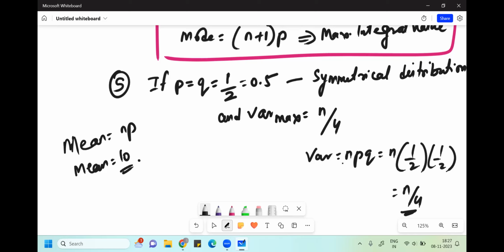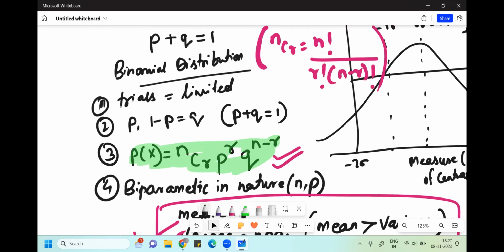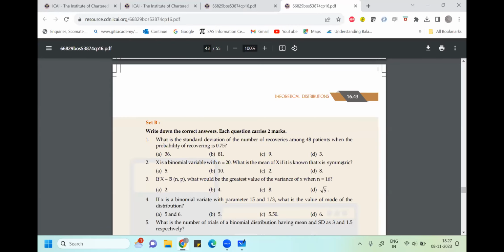Clear? So these properties given in your book are very important. You have to remember these properties. If tomorrow in your exam you forget at what condition of p and q the binomial distribution curve is symmetrical, in case you forgot that when p and q are 0.5 it is symmetrical in nature, then you might not be able to solve question number 2, although that question is very easy.